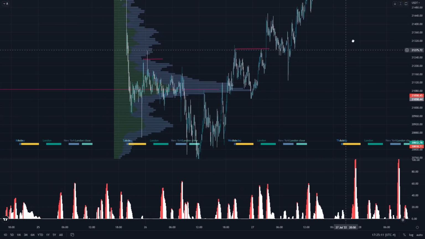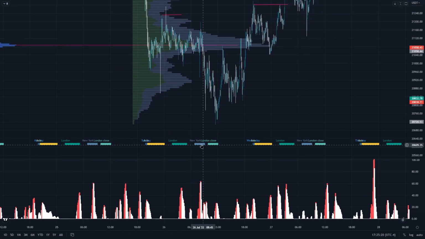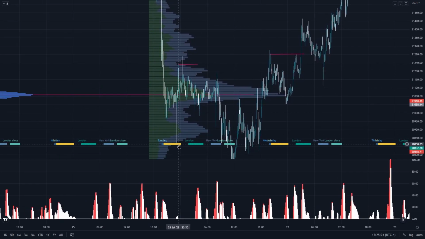So yeah, you can add confluence in that way, and I've found it's been really useful, especially for our own trades between New York and London close. It's been really useful for that. Let's look at another theory here.